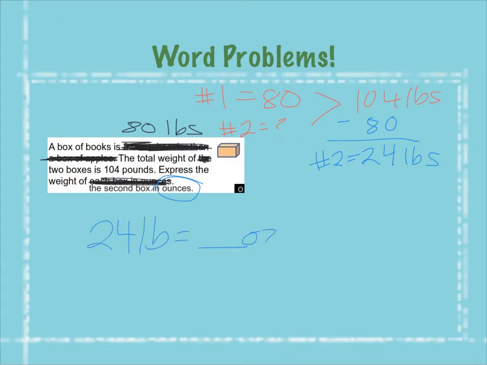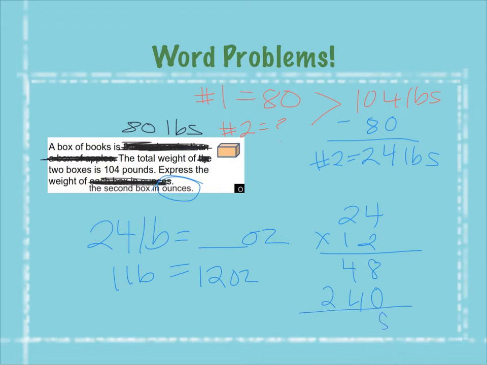So 24 pounds equals how many ounces? I know that 12 ounces equals 1 pound. I'm going bigger to smaller, so I need to multiply. So 24 times 12. Okay, 4 times 2 is 8. 2 times 2 is 4. 1 times 4 is 4, and 1 times 2 is 2. I get 288 ounces.